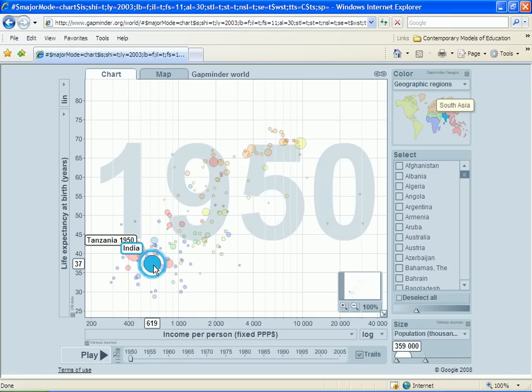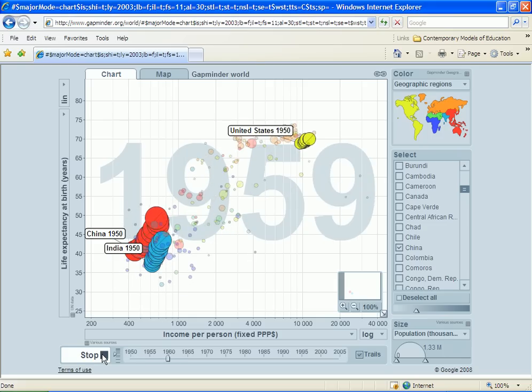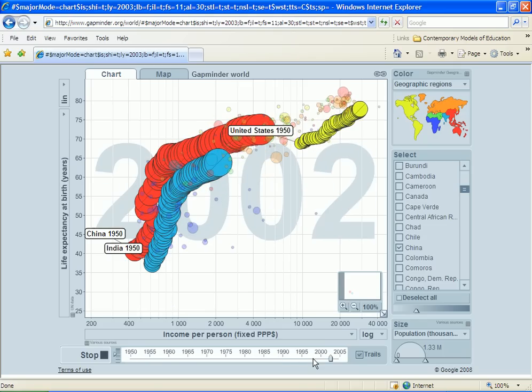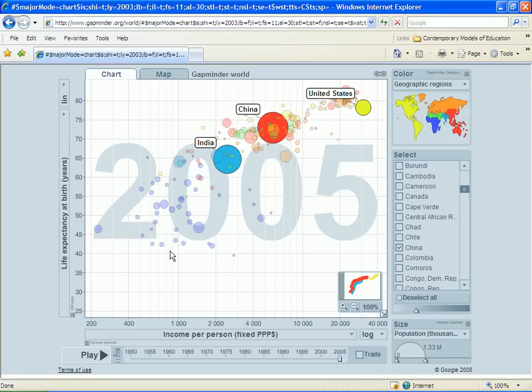But watch how China and India chase the United States as we go from 1950 to 2005. Here we're at 1980, 2000, and so forth. Unfortunately, India ends up here, China ends up here, with their income per person going way up, their life expectancy going way up, chasing the United States. But unfortunately, the countries of Africa are left with relatively low incomes and life expectancies.